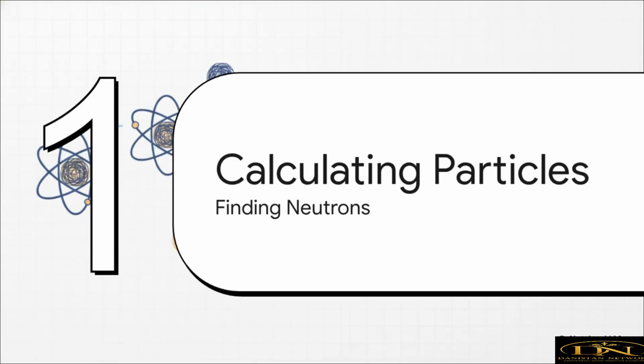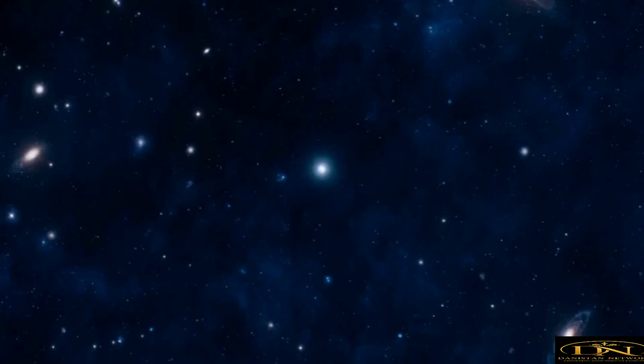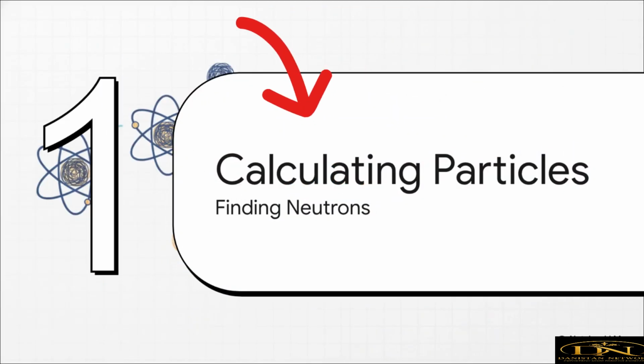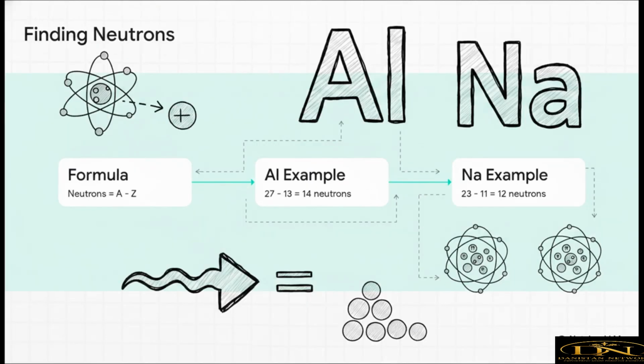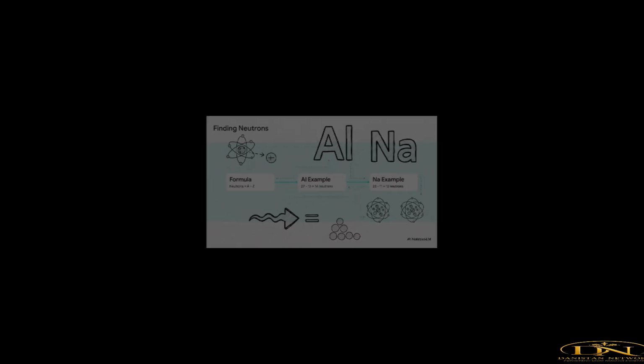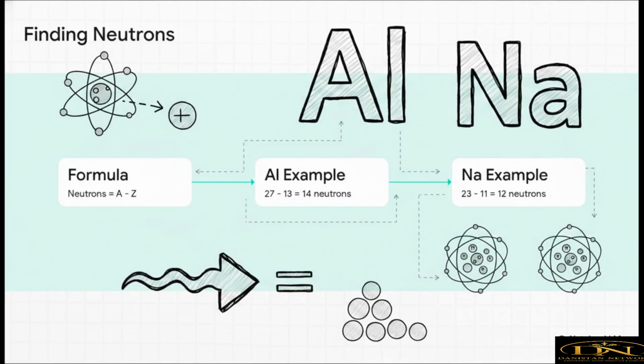Moving right along to Section 2, calculating subatomic particles, we're going to focus on finding the number of neutrons. Now these calculations, they are guaranteed marks on your AS and A-level exams if you just know the steps. It really is just simple subtraction. The formula is simply neutrons equals A minus Z. So nucleon number minus proton number. Let's take that aluminium example again. With a nucleon number of 27 and a proton number of 13, you just subtract 13 from 27 and boom, you get 14 neutrons. For sodium, it's 23 minus 11, which leaves us with 12 neutrons. It really is that straightforward.